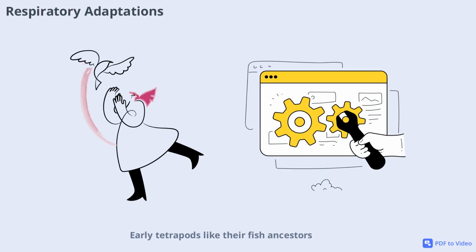Early tetrapods, like their fish ancestors, likely had both lungs and internal gills. This dual respiratory system allowed them to survive in both aquatic and terrestrial environments. Over time, lungs became more specialized for air breathing, while cutaneous respiration, breathing through the skin, remained an important adaptation in amphibians.